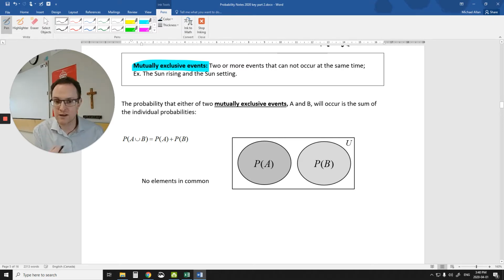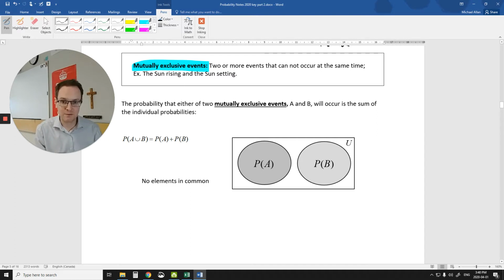Then there are events that overlap each other, that have something that could happen at the same time. So maybe you can draw a card. Maybe you're drawing a red card, you're drawing a face card. You could draw a red face card. Those are non-mutually exclusive. So mutually exclusive just means if I draw a card, it's a face card, or if I draw a card that's not a face card, there's no way to get a face card that's not a face card. So this would be mutually exclusive.